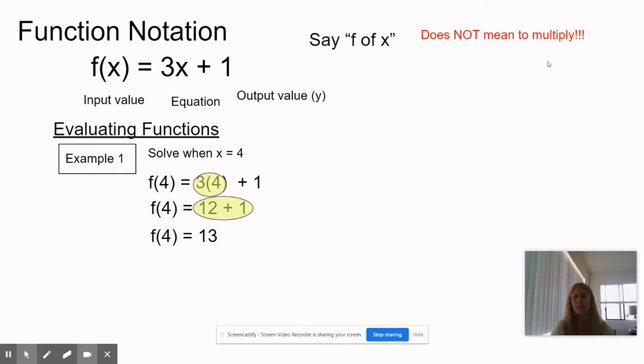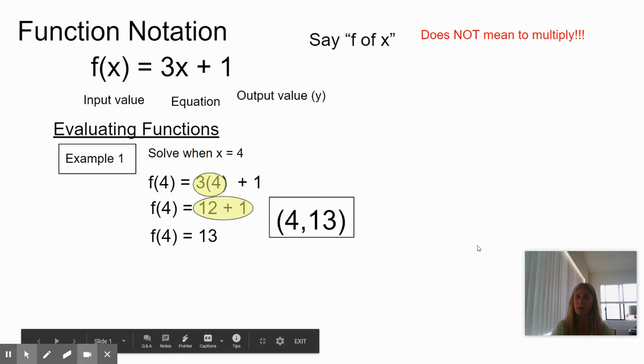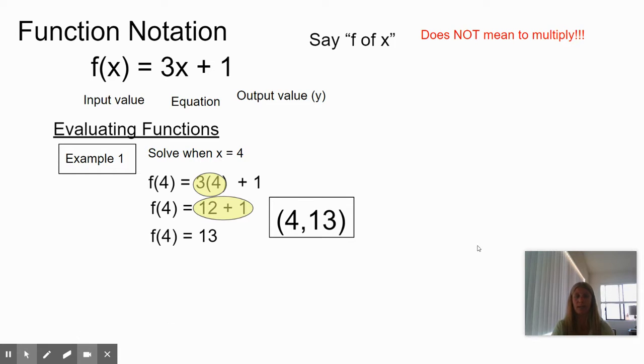And the great thing about function notation is it gives us not just a y value, but it tells us both x and y, which is our ordered pair. And then we can plot that on our coordinate grid. So our ordered pair in this case is (4, 13). So that's great. We're going to go ahead and try it with another point on this specific line.